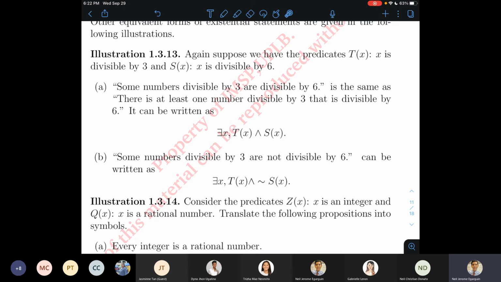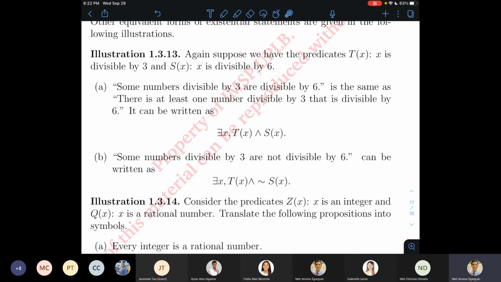Parang pag sinabi nating sum, sa English parang ang intuition ay more than one. Tama nga ba? Pero sa math, clear tayo. Walang ambiguity. Pag sinabi mong sum, okay lang na iisa. Kasi yung isang case na yon, siya na yung sum. Alright? So when we say some numbers divisible by 3 are also divisible by 6, that means there exists a number that is divisible by 3 and 6 at the same time. Or there is at least one number that is divisible by 3 and also divisible by 6.